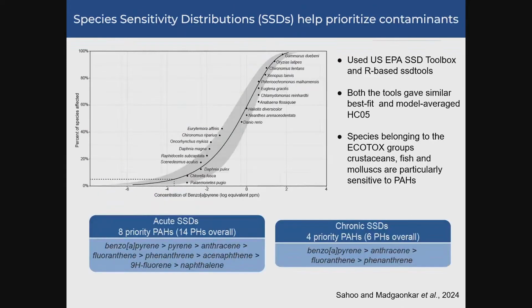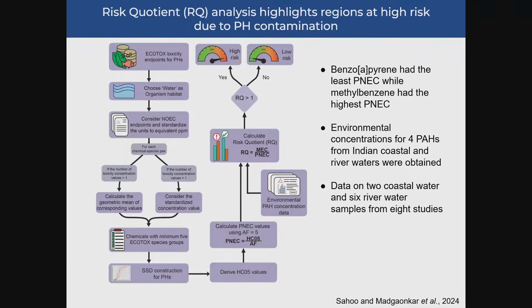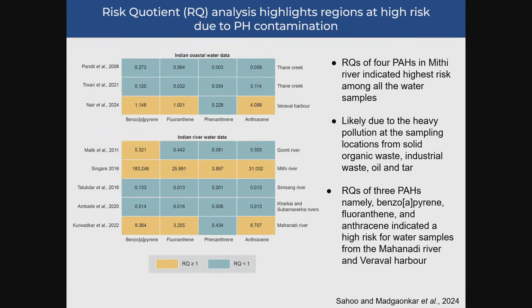Further, this data can be used to assess whether these petroleum hydrocarbons are posing risk to certain regions. To do that, we curated data on 2 coastal water samples and 6 river water samples from literature in India, and we performed something called risk quotient analysis, which tells us whether a particular region is at high risk or low risk due to the chemicals there. And these are the results.